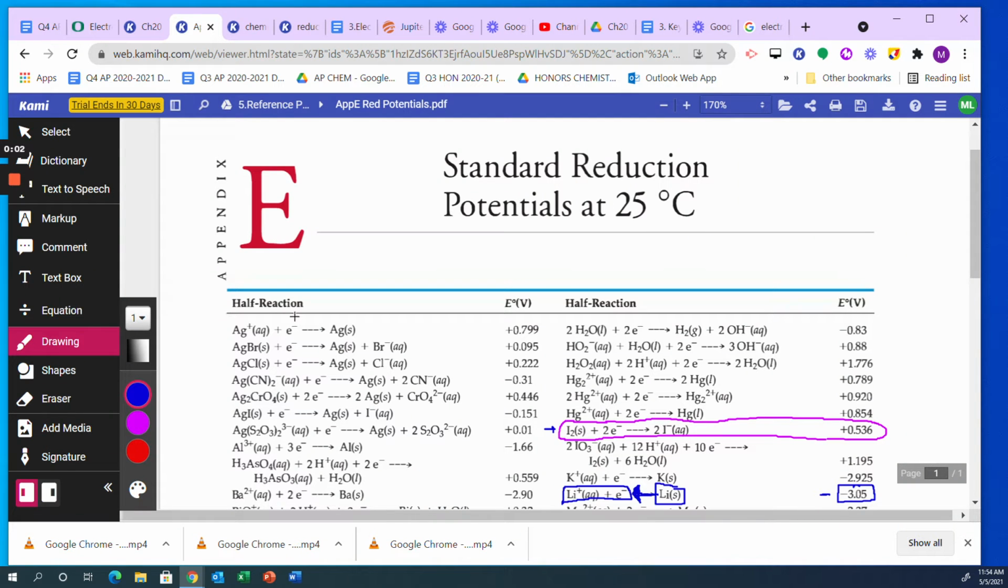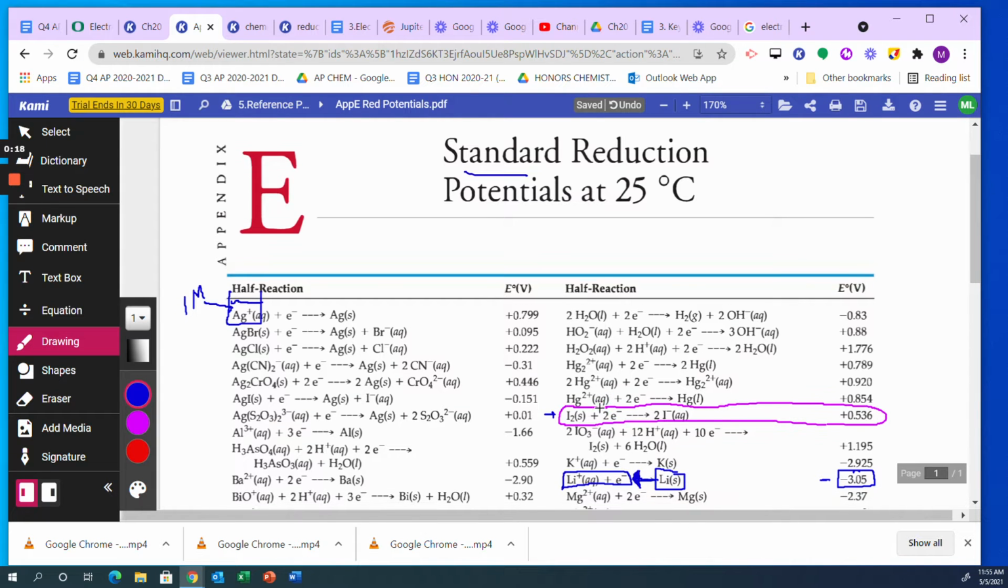Just to remind you that the standard cell potentials are in standard conditions. That means the solutions, if you have Ag+ in a beaker, it has to be 1 molar. If you have a gas, for example, hydrogen gas, it has to be 1 atm. Okay, that's what the standard part means. Certain conditions: 1 atm, 1 molar.